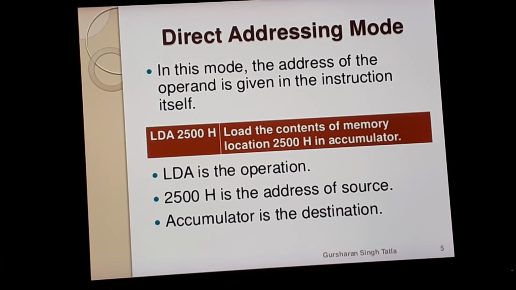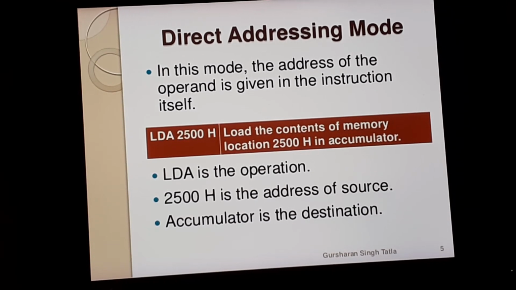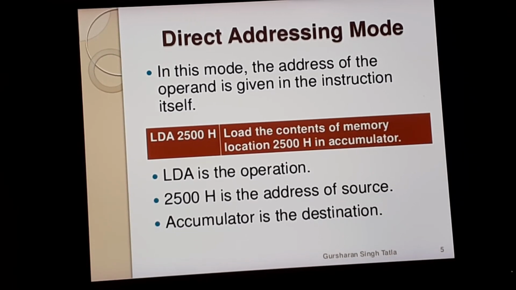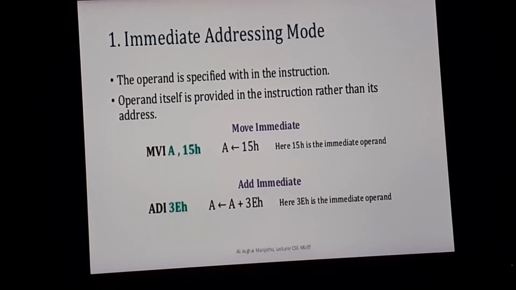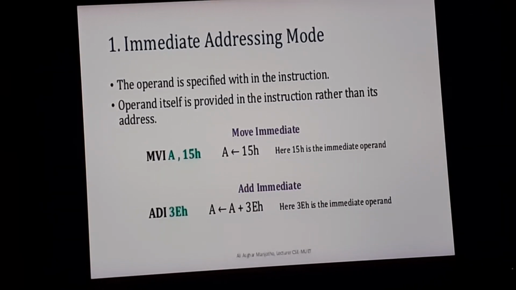Okay, so the address that we write in front of LDA, 2500, or if you consider 3500, is always 4 digits, since it is 16-bit that you have to show. So the data from that address is always loaded into the accumulator, and nowhere else.